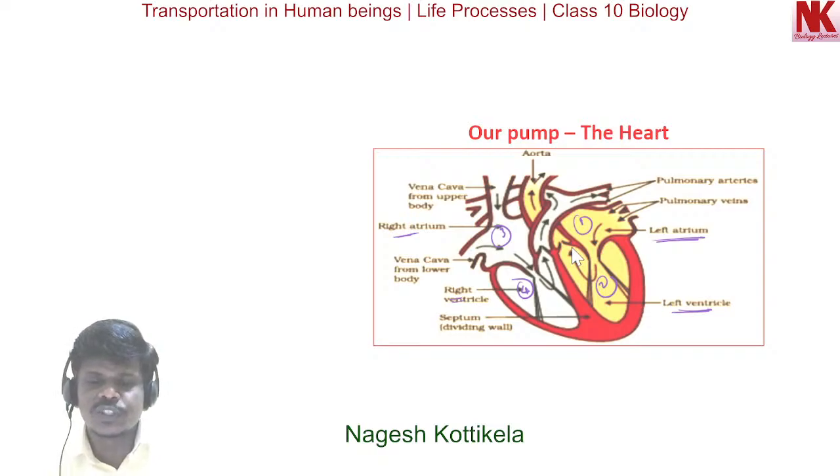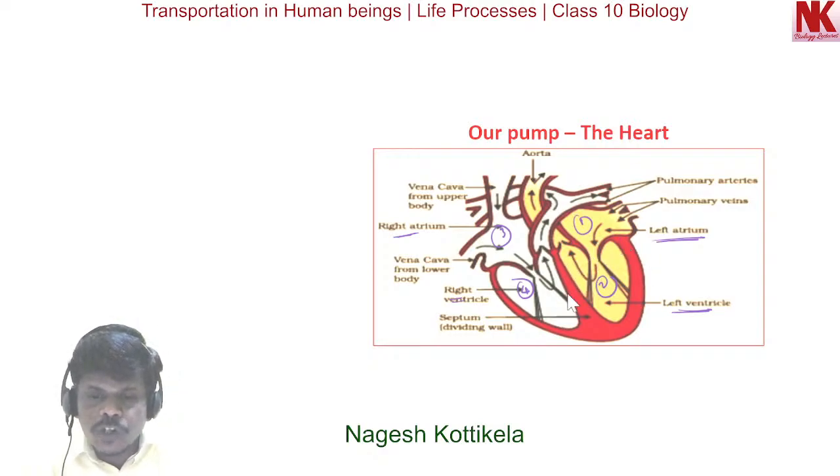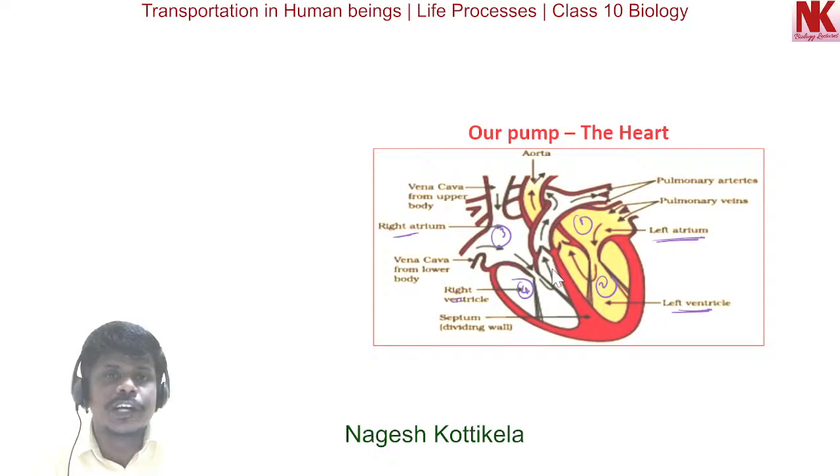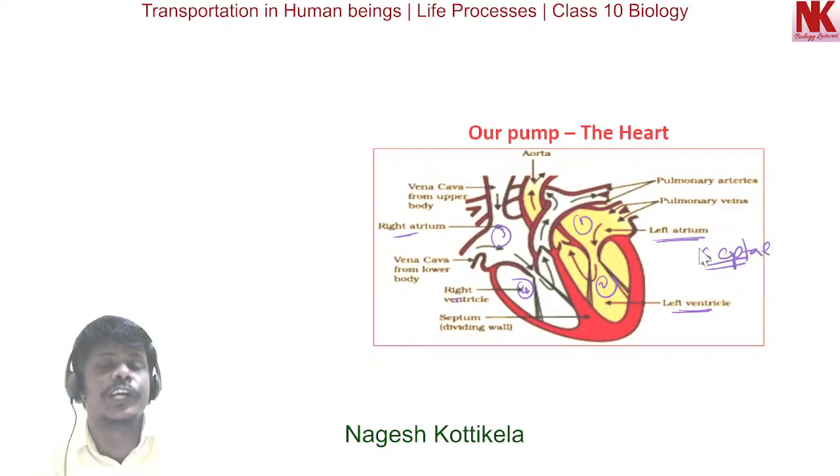Okay, so these are ventricles, left ventricle and the right ventricle. So these are the 4 chambers present in the heart. Now you can see here these 4 chambers are separated by the septa. Septa are the wall-like structures. You can see here the septae.